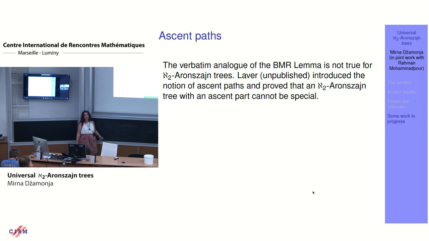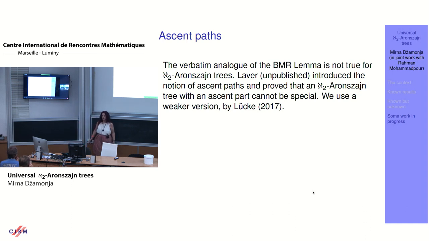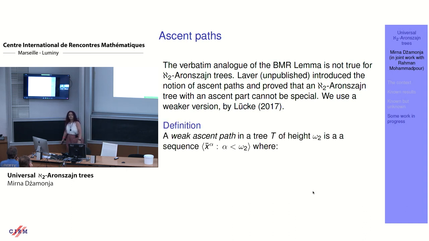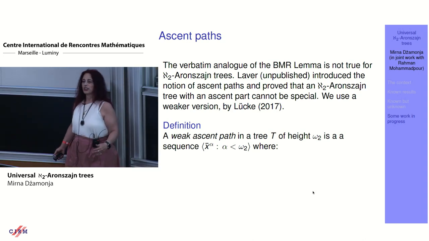So this ascent path is kind of a replacement for a branch. So even though you don't have an unbounded branch, you have an ascent path, you cannot be specialized. We are going to use a weaker version of these ascent paths, which was introduced by Philip Lücke in his very nice paper in 2017. So a weak ascent path is what? Well, it's the opposite of what was there in the BMR lemma.